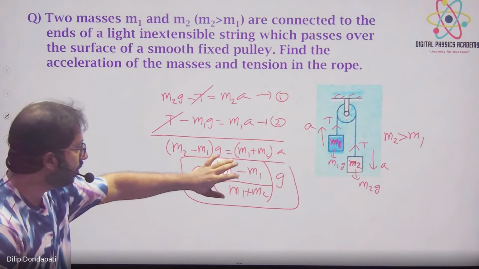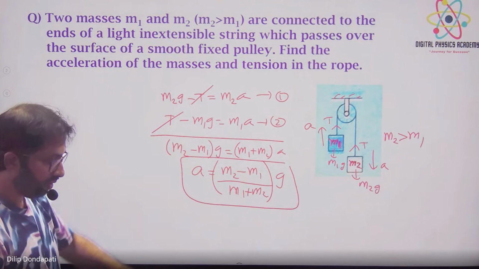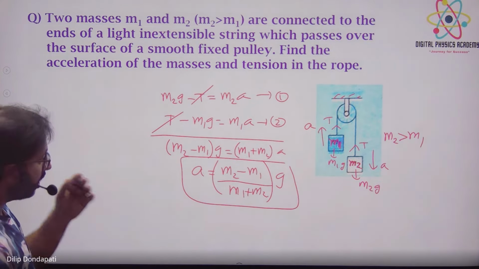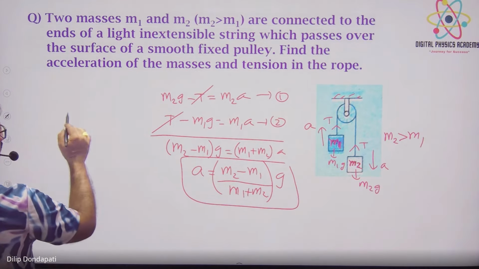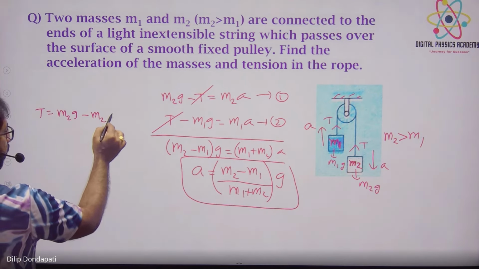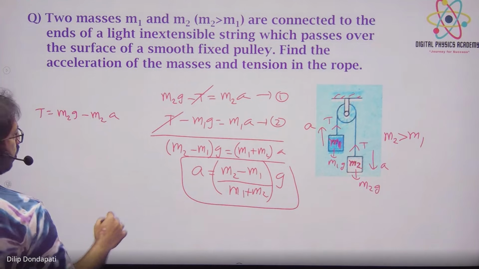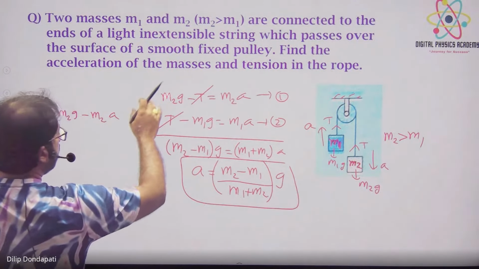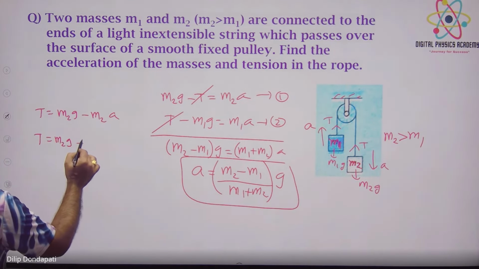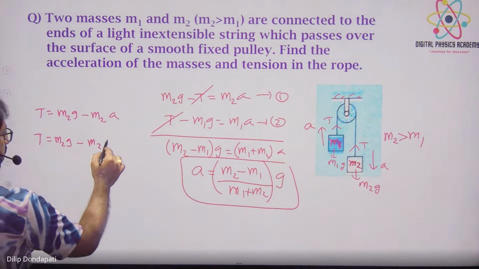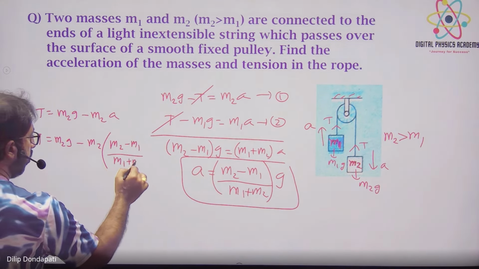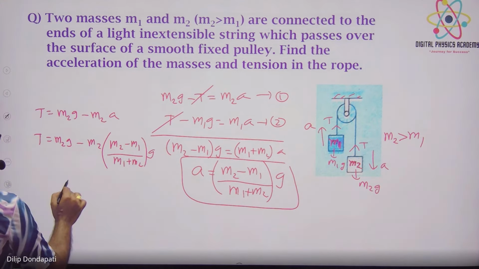Now similarly substitute this in one equation and find the tension. Let's see, subtract it in the first equation and it will be done. What was the first equation? Tension equals m2g minus m2a. So T equals m2g minus m2 times a, where a is (m2 minus m1) by (m1 plus m2) into g. After solving this you will get the answer.